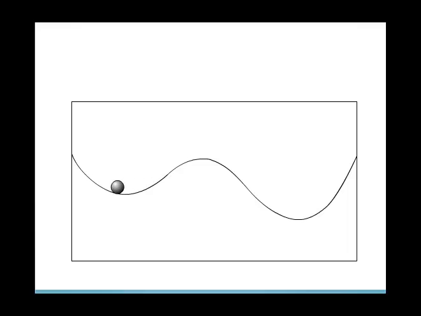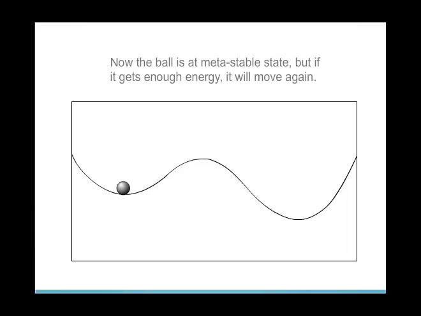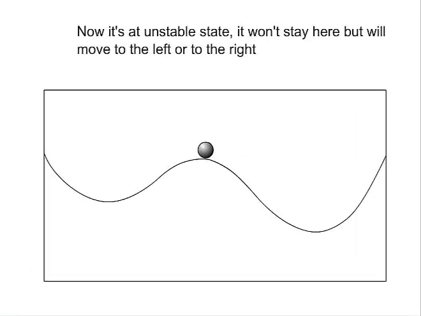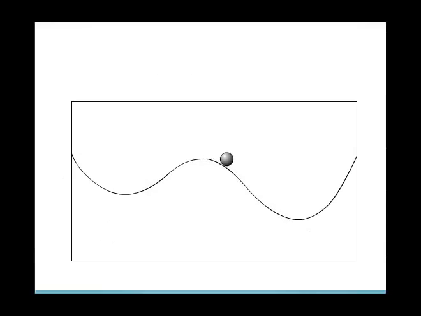You can see that it's metastable, because if it's provided with enough energy, it will move again until it hits the lowest point. While it was at the highest point on the path, we say that it's at an unstable state, meaning that it won't stay at this point forever. Instead, it will move either to the left or to the right.